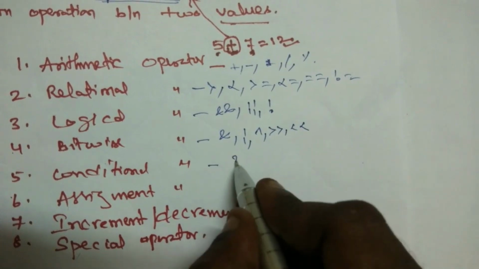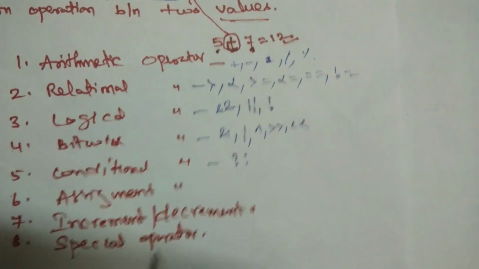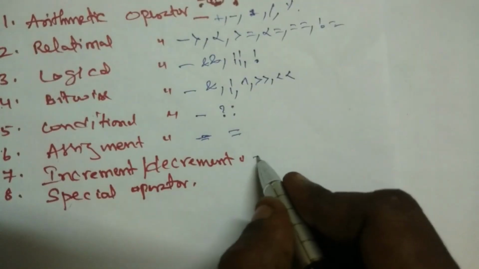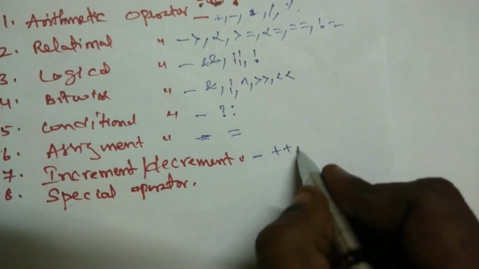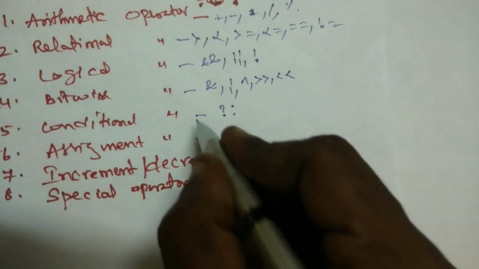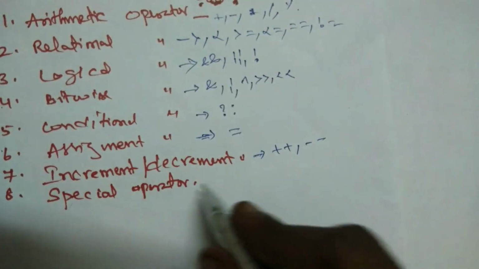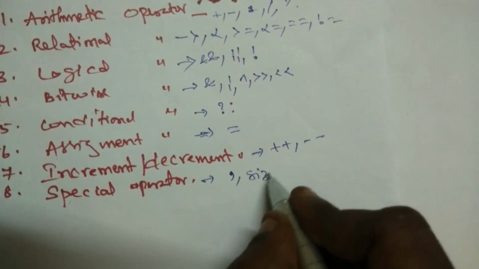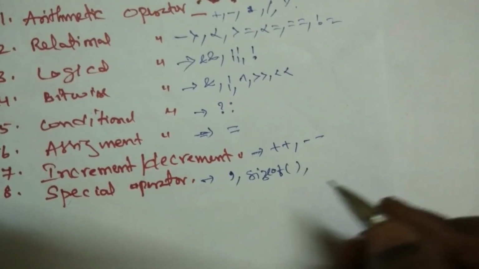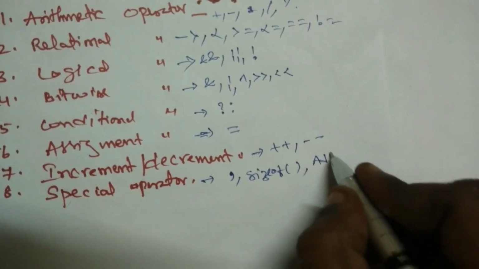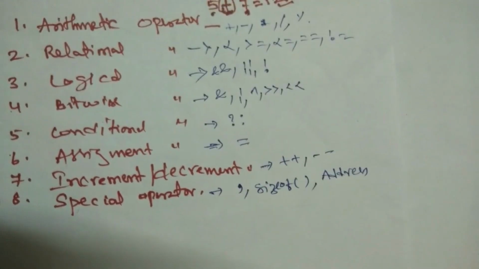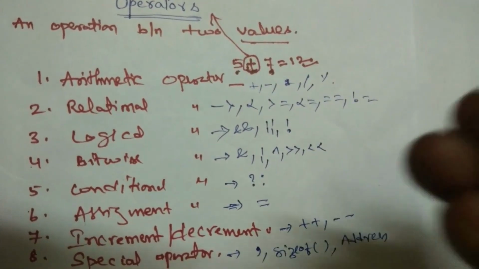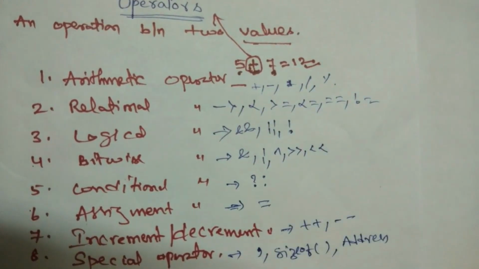What are the conditional operators? Question mark and colon. The assignment operator is equal to. The increment operators are plus plus or minus minus. These are all the different operators. And what are the special operators in C? One is the comma operator, another is the sizeof operator, and another is the address operator, the ampersand. These are all the different operators available in the C language to perform some operations.